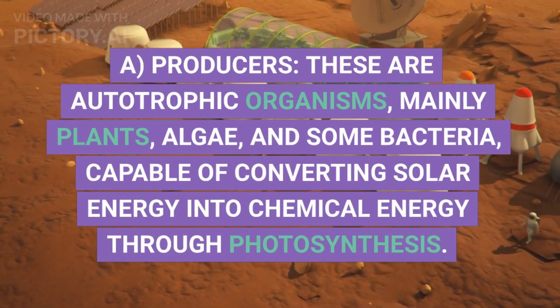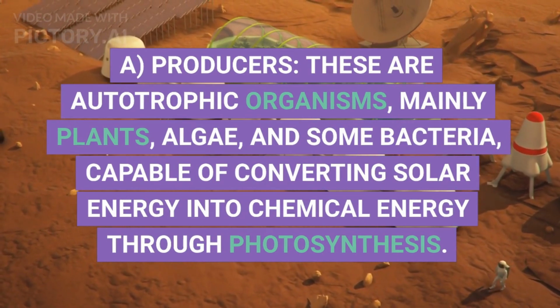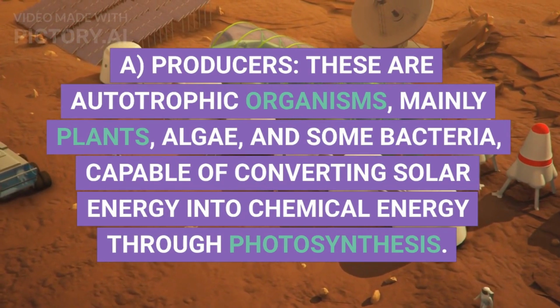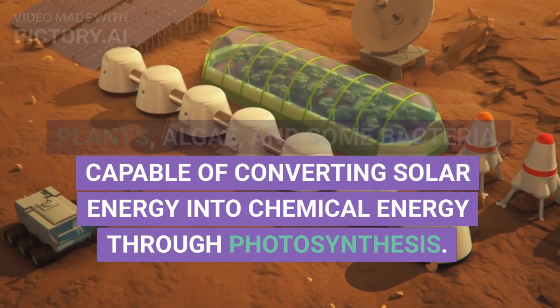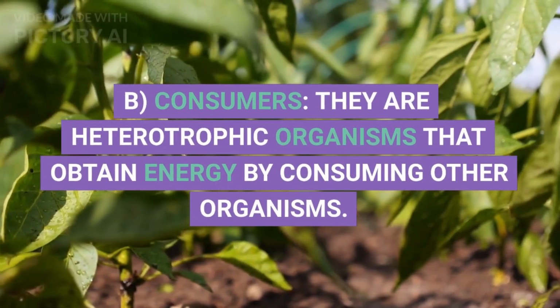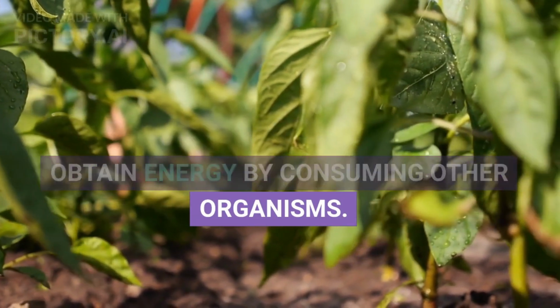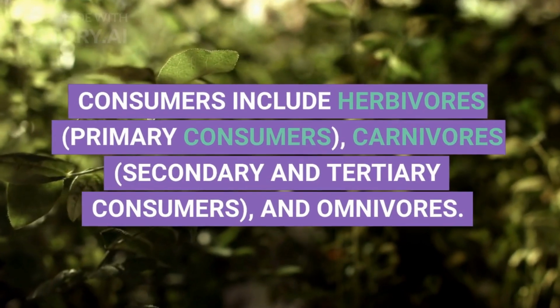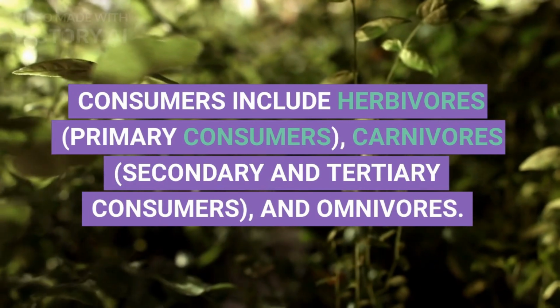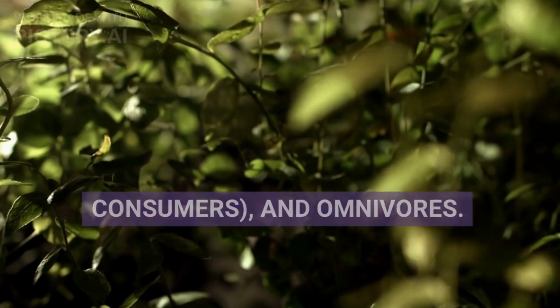A. Producers. These are autotrophic organisms, mainly plants, algae, and some bacteria, capable of converting solar energy into chemical energy through photosynthesis. B. Consumers. They are heterotrophic organisms that obtain energy by consuming other organisms. Consumers include herbivores, primary consumers, carnivores, secondary and tertiary consumers, and omnivores.